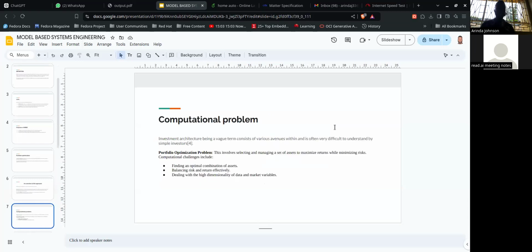So I reviewed some papers. You will see some of them in the references. And these are some of the computational problems that were faced in the financial field, specifically in the problem of portfolio optimization. Investment architecture, being a vague term, consists of various avenues within, and it's often very difficult to understand by simple investors. So these are the computational problems highlighted in the papers that I read.